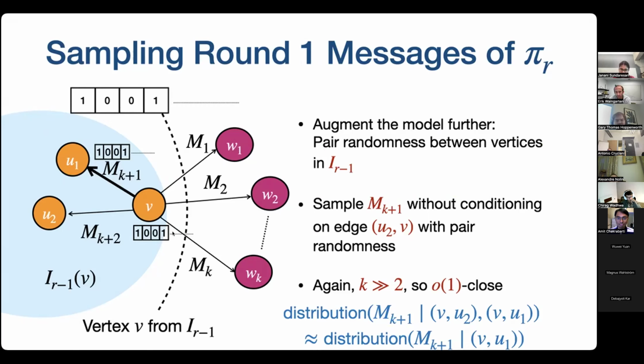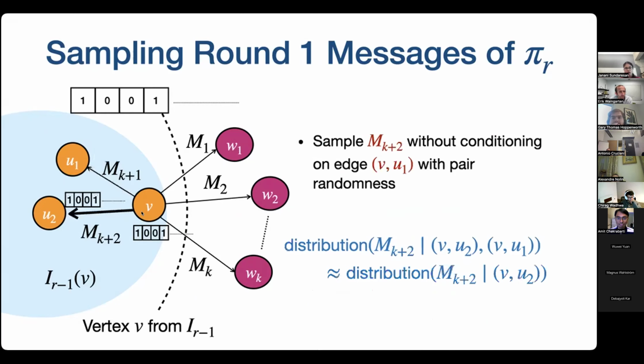Now, I will be ignoring the existence of the U2 edge because it's not something that U1 knows. But for similar reasons we talked about, K is going to be super large, so the U2 edge is something that you can remove. So when you're trying to sample these first round messages of pi r, we've given them two extra resources. We've given them public randomness and this pair randomness to sample specific messages between inner vertices.